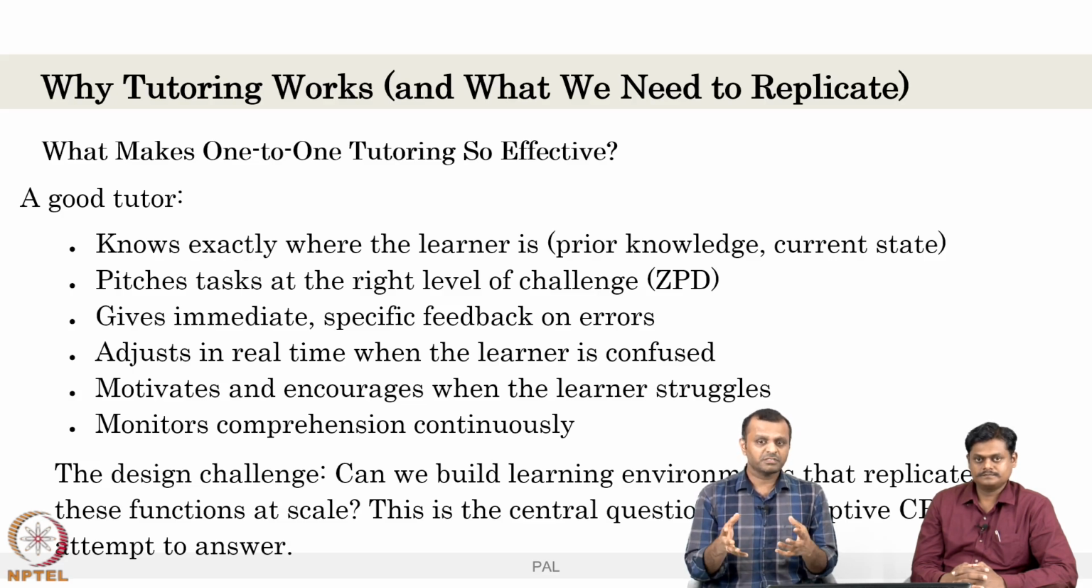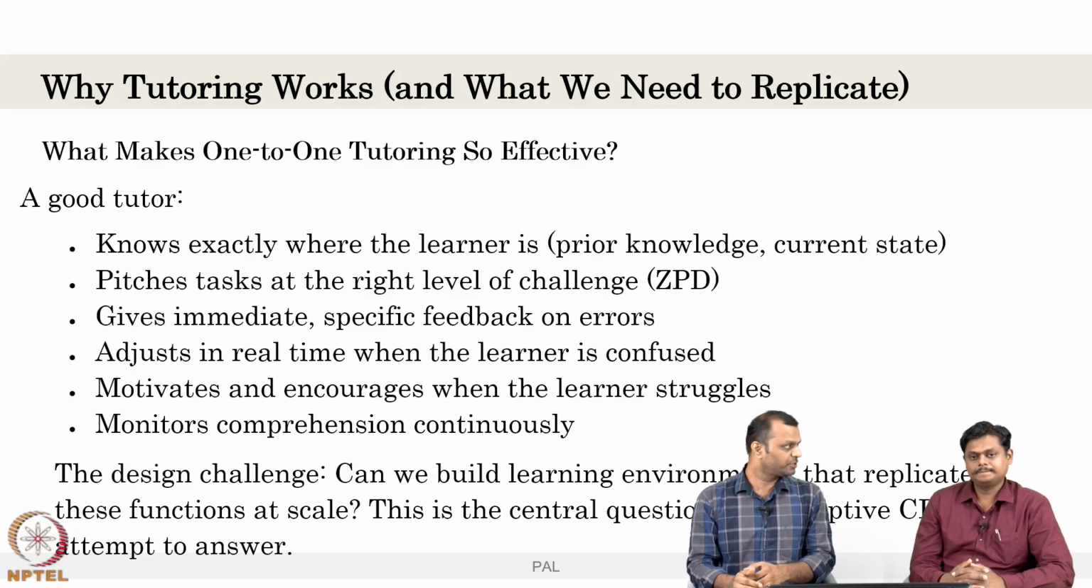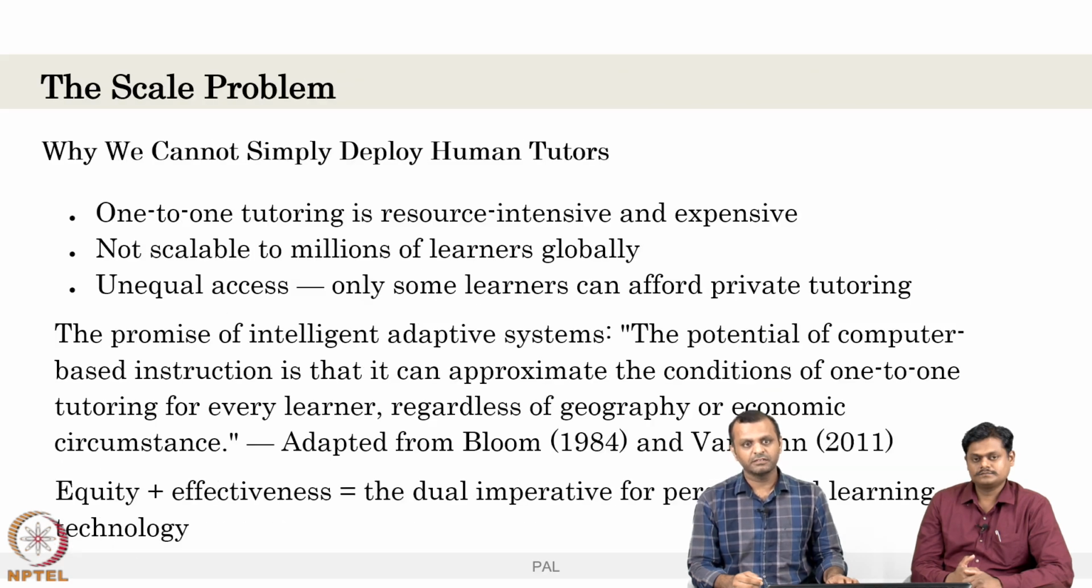But can we replicate this environment? Bloom showed that one-on-one tutoring works so effectively, and we know the reasons; it is the 2 sigma problem. It improves learning a lot. But can we replicate this at a large scale? No, that's not possible because of the lack of teachers. So we go for adaptive CBLEs as the answer.